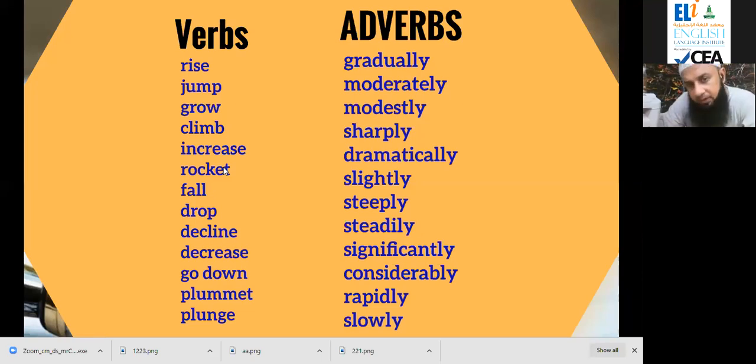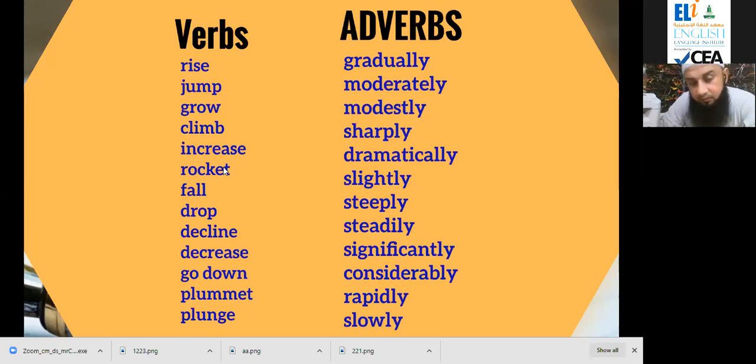Other adverbs: moderately, sharply, dramatically, slightly, steeply, steadily, significantly. But if you use one once, don't use it again. They want to check the wide range of vocabulary. So use one word once, because in the 150 words, you don't have to repeat them. If you say rise, in the next sentence you should say increase. And if you say decline, then you should say decrease or go down or fall. So please make sure you don't write the same word twice in that essay or task.